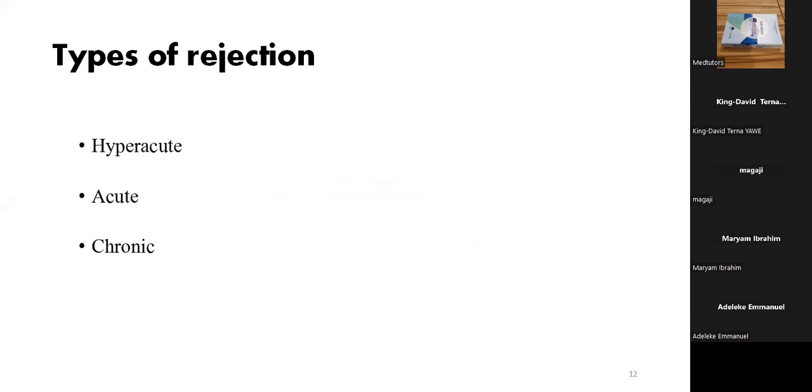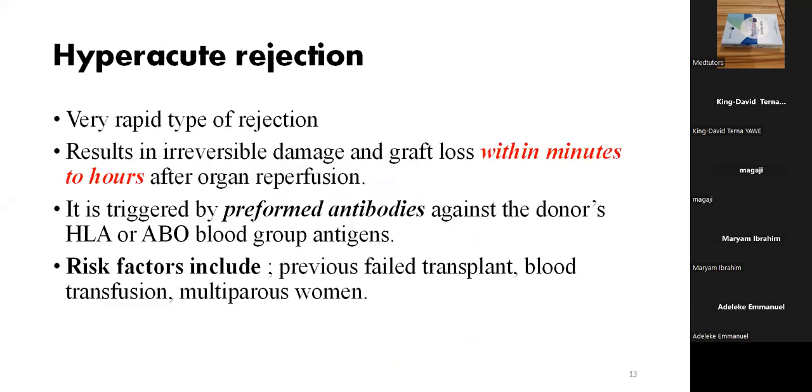So there are three types of rejection. We have hyperacute rejection, acute rejection, and chronic rejection. Hyperacute rejection is a very rapid type of reaction. It usually occurs within minutes to hours after organ reperfusion. It is triggered by preformed antibodies in the recipient's serum, which attack the HLA antigens or ABO blood group antigens.